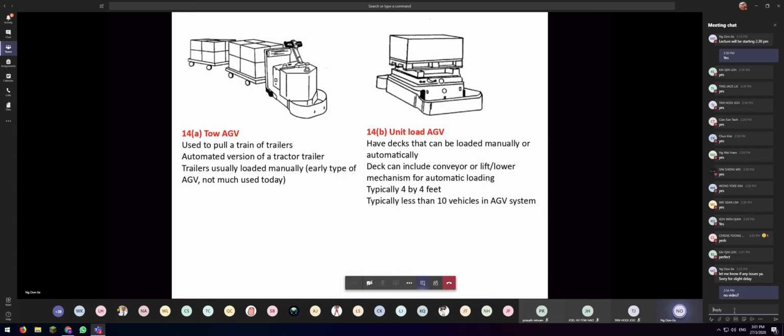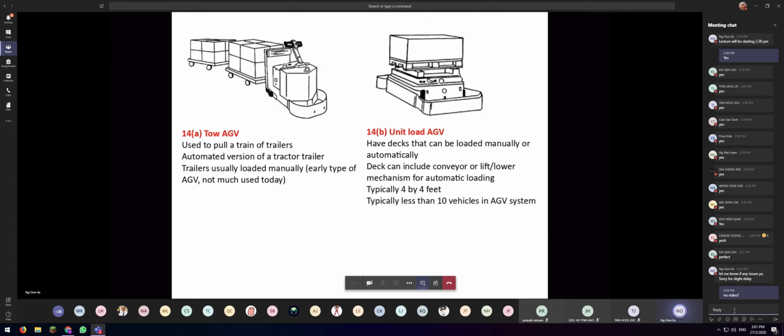So these are tow type AGVs, where the AGV is a single unit and it pulls a train of trailers. Normally, you still have to load the trailers manually, which will still incur labor costs. So this is not very much used nowadays. Unit load AGVs are a bit more popular.